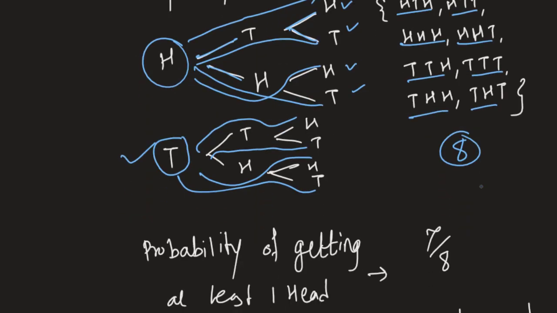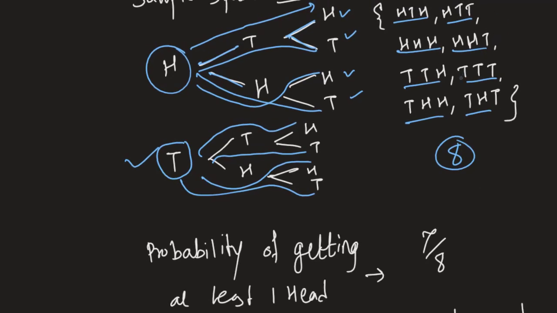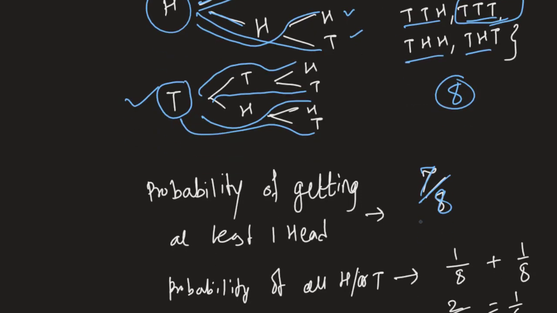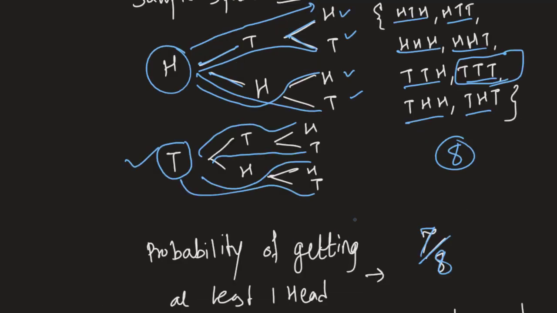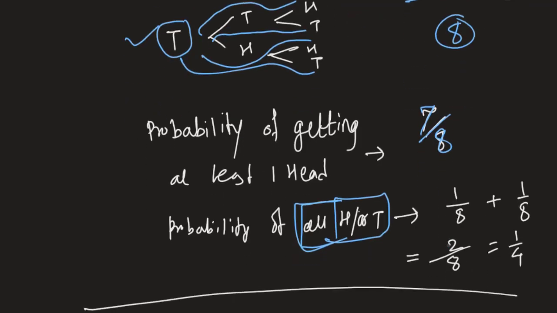Now let us find the probability of getting at least one head. In this total space, in which instances are we getting at least one head? In all the instances except this one. That means 7, so 7 by 8 will be the probability of getting at least one head. Now the probability of getting all heads or all tails. All head is this one and all tail is this one. So there are two possibilities, right? So it will be 2 divided by 8, which is 1 by 4.